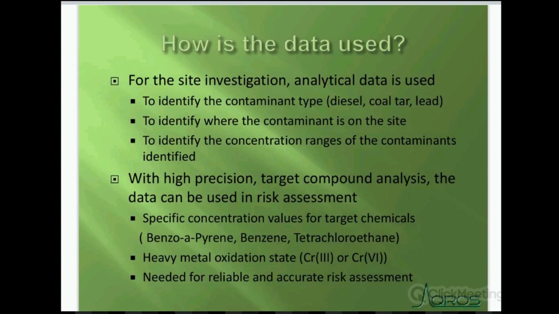And if you've got a result that says we've got quite a lot of chrome, well, what chrome? If it's chrome 3, it's not a problem, but if it's chrome 6, it is a problem. And so you do actually need to know oxidation states. It's the same with arsenic. Arsenic 3 or arsenic 5 have different toxicity profiles, and this is needed for reliable and accurate risk assessment.